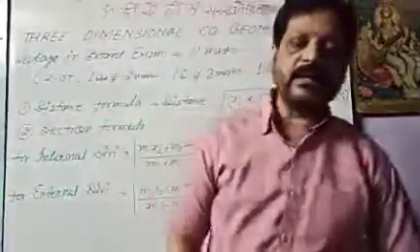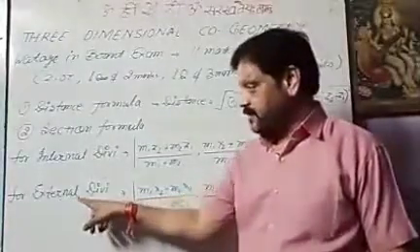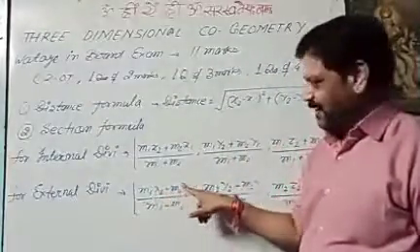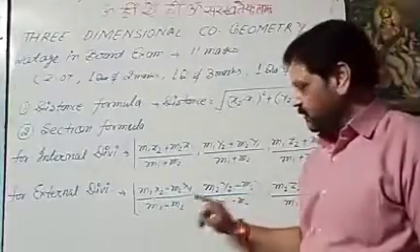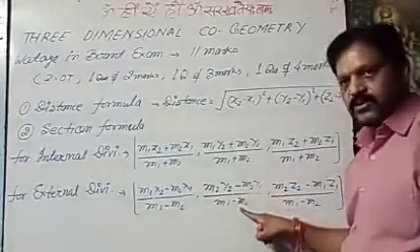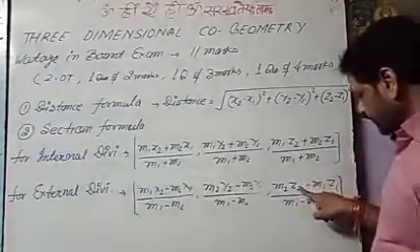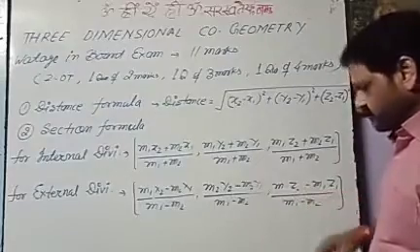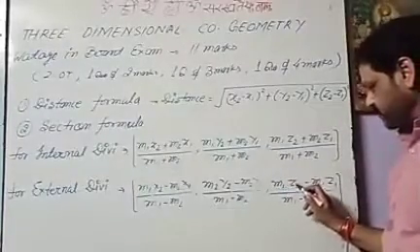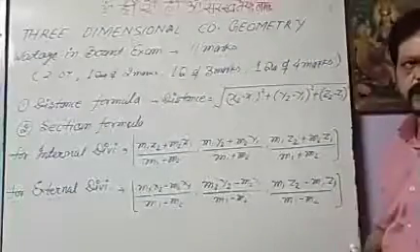And after the internal division, if the division is external, then for external division the coordinates of the dividing point are: x is m1 x2 minus m2 x1 upon m1 minus m2, y is m1 y2 minus m2 y1 upon m1 minus m2, and the z coordinate is m1 z2 minus m2 z1 divided by m1 minus m2.